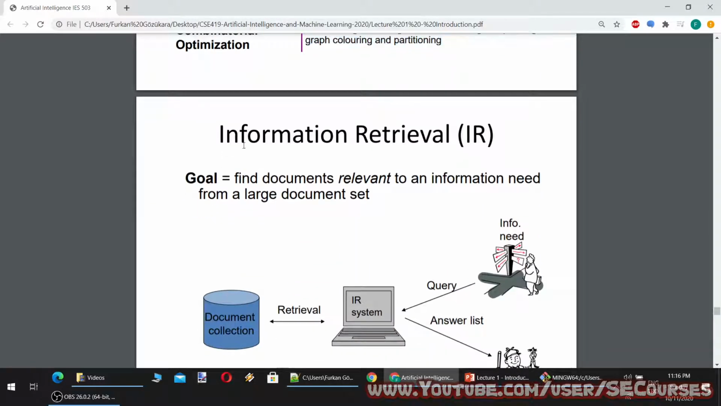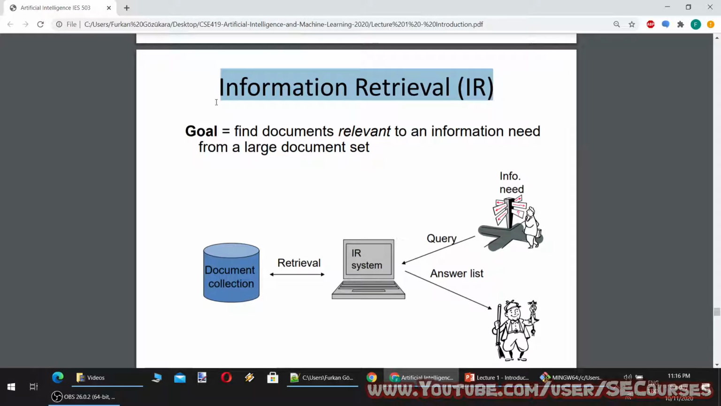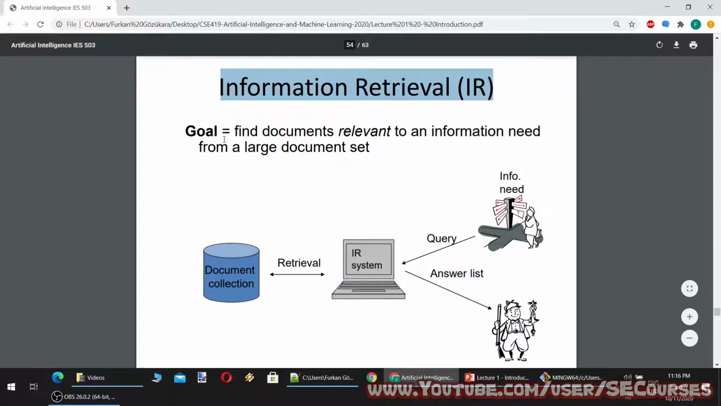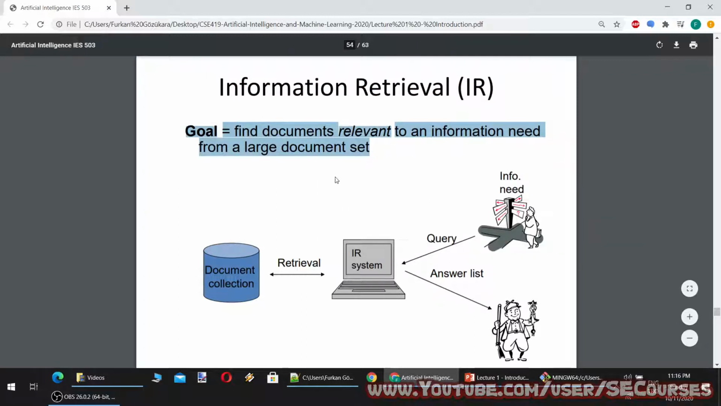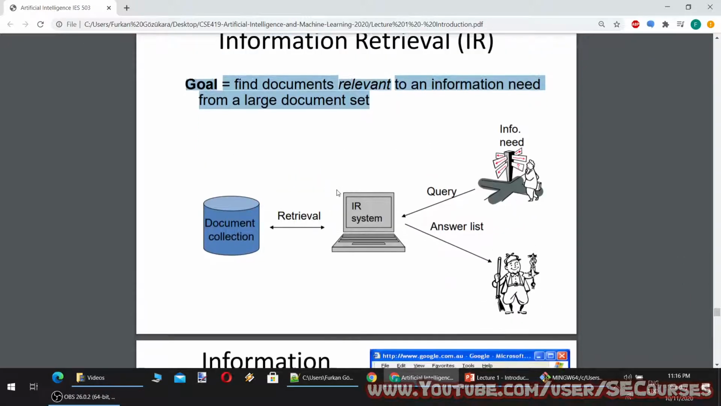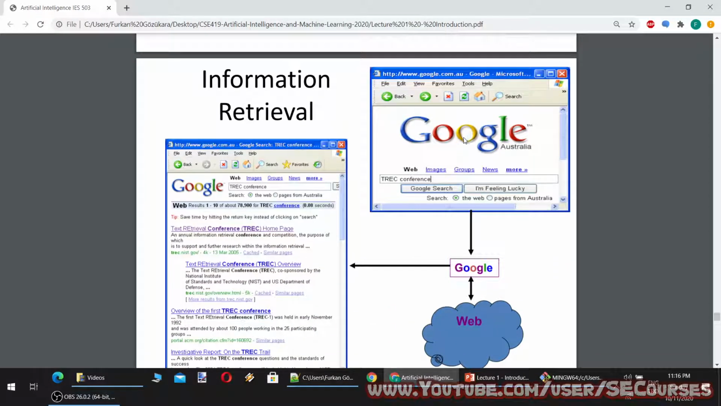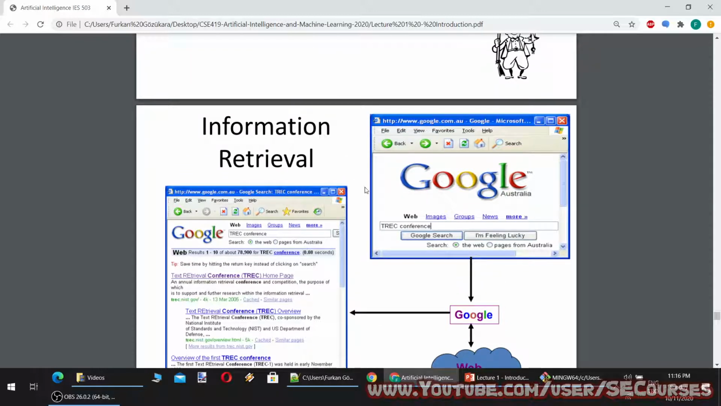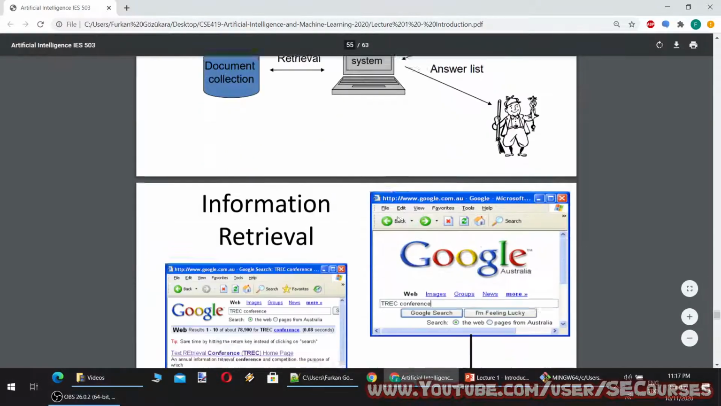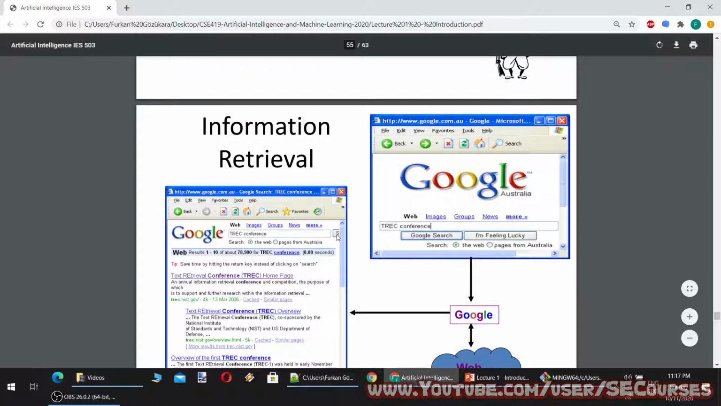Okay, information retrieval. This is also another important aspect of the artificial intelligence goal. The goal is to find documents relevant to an information need from a large document set. One of the best examples of information retrieval is Google. Google scans all of the web and tries to bring you the most relevant information that you are searching for. So this is perhaps the best example of information retrieval.